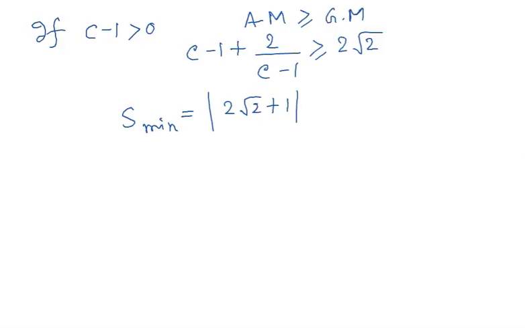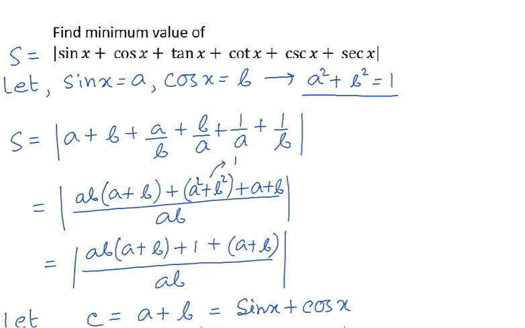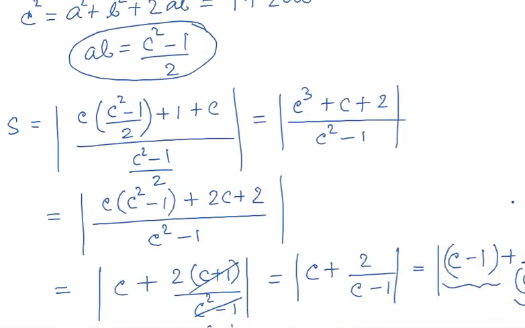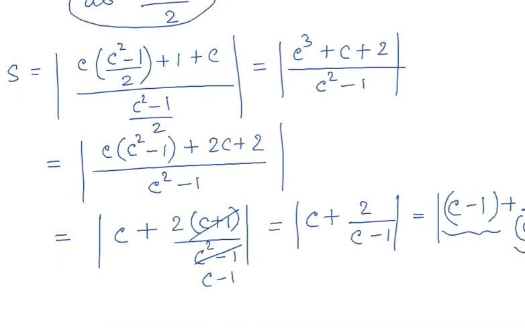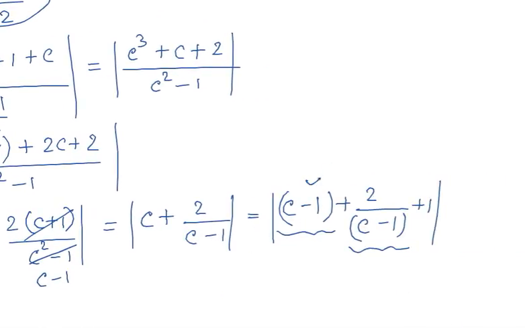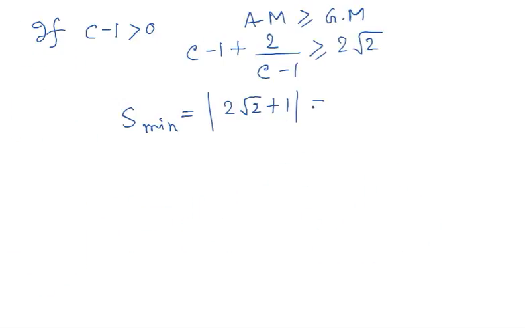is coming out to be modulus 2 root 2 plus 1. Okay, because our expression was nothing but modulus of c minus 1 plus 2 by c minus 1 plus 1. Now this quantity can minimum come out to be 2 root 2. So 2 root 2 plus 1. So minimum will become modulus of 2 root 2 plus 1, that is 2 root 2 plus 1.